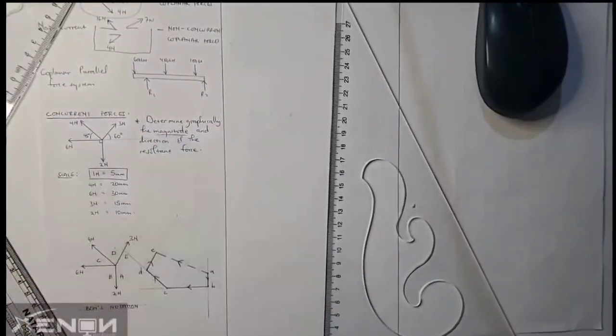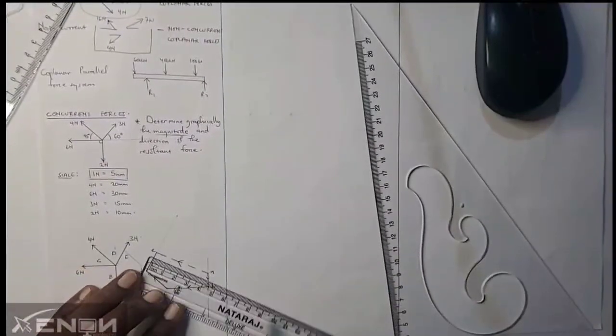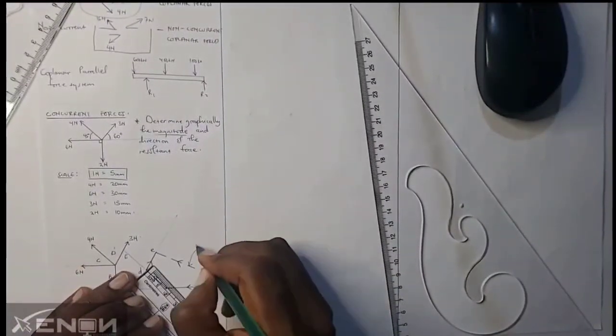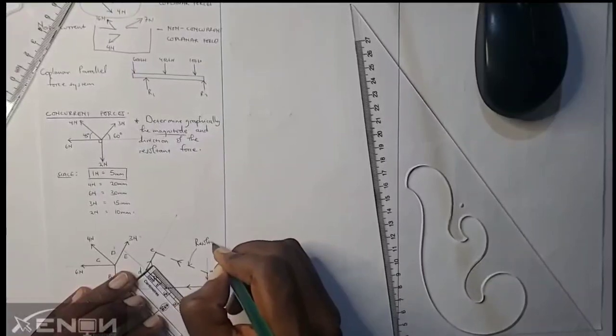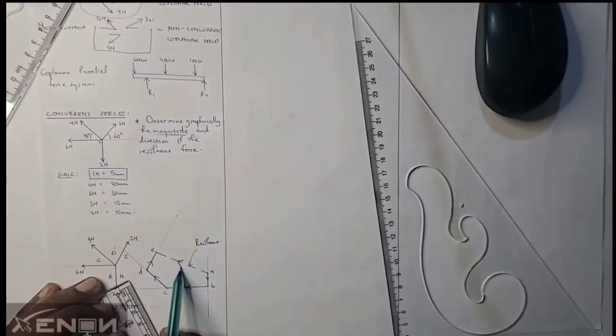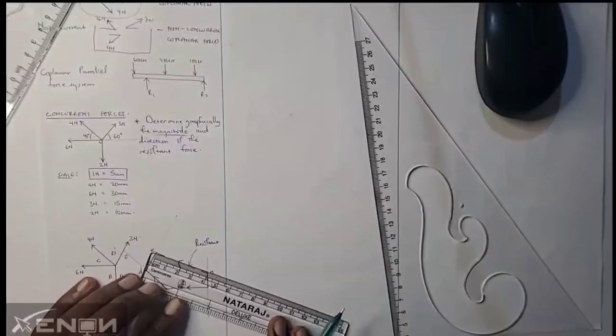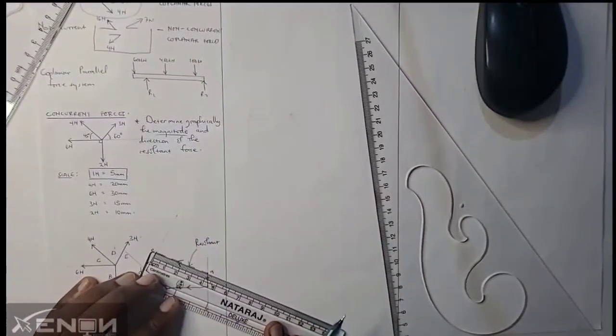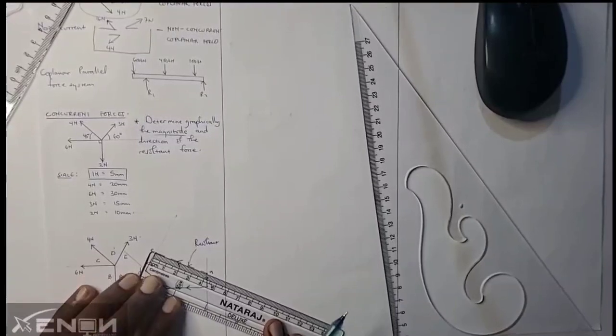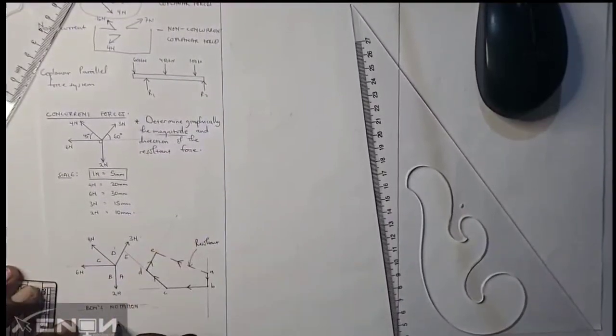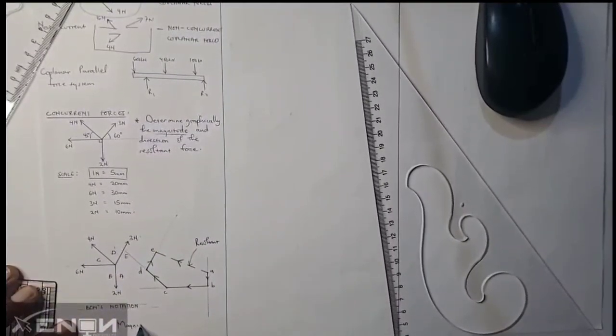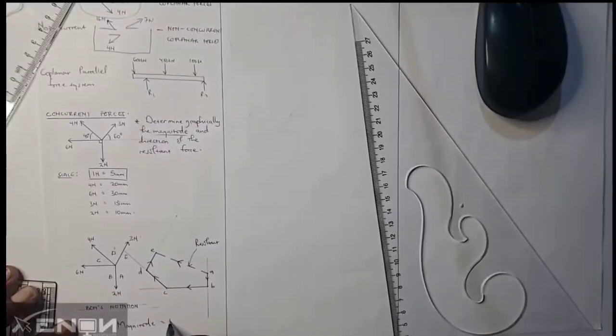Now remember, they want us to get the magnitude of the resultant. So the magnitude you simply measure. As I said, guys, this here is the resultant. If they're asking for the direction, we've already shown the direction. Then the magnitude, simply measure this distance. As you can see, we are getting a 4. So the magnitude of the resultant is actually equal to 40 millimeters.